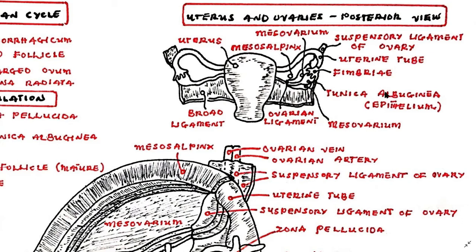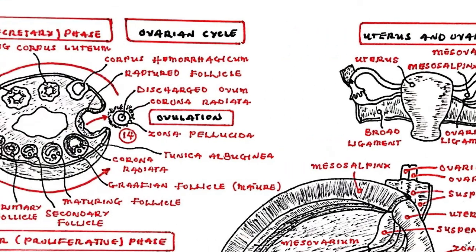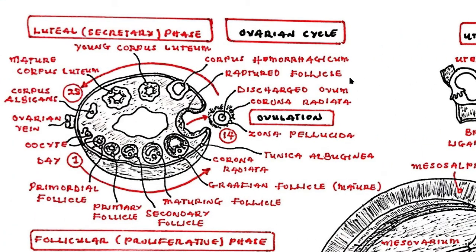The Tunica Albuginea is a layer of condensed tissue on the surface of the ovary. It is composed of short connective tissue fibers with fusiform cells between them. Primordial ova migrate from the embryonic yolk sac into the ovarian stroma and proliferate. Hundreds of thousands of these develop, but only a few hundred ever reach maturity.